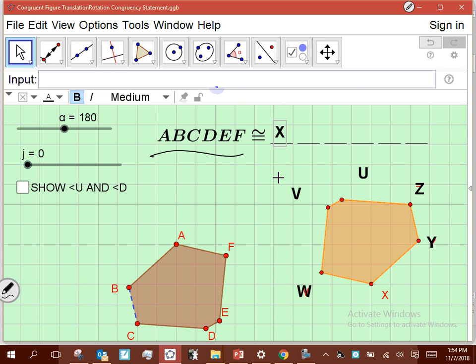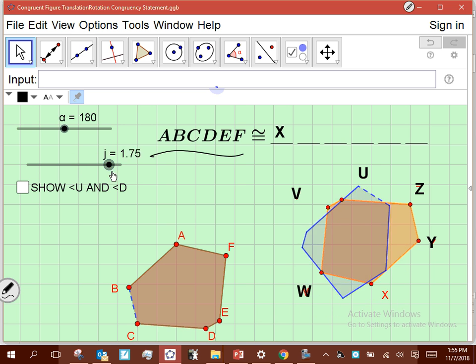So then I look at B. So what does B match up to? Okay, keep your eye on B. And it's going to go to what?